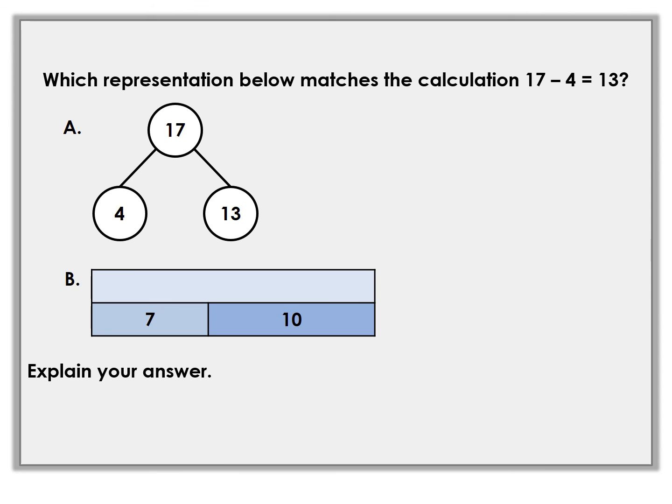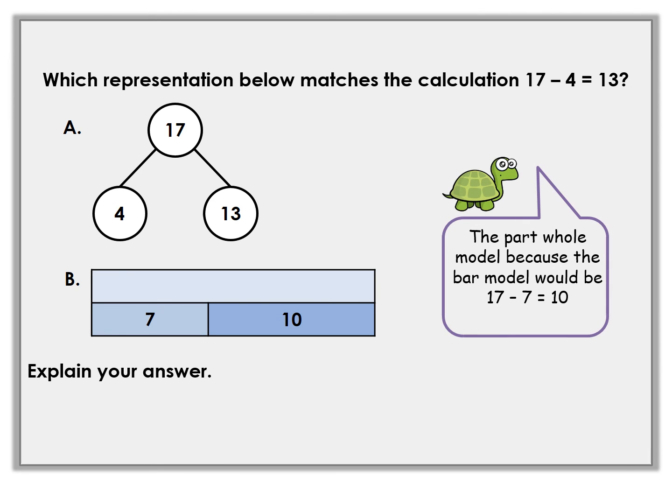Right, hopefully you'll have thought of an answer. So the part whole model is the right answer, because if you look at the bar model, the parts are 7 and 10, and in that calculation the parts are 4 and 13. Okay, so yes, 10 and 7 still makes 17, but it is not the correct numbers, because that calculation would look something like 17 take away 7 equals 10, or 17 take away 10 equals 7. There is no 4 and 13 in that one, so it has to be the part whole model.